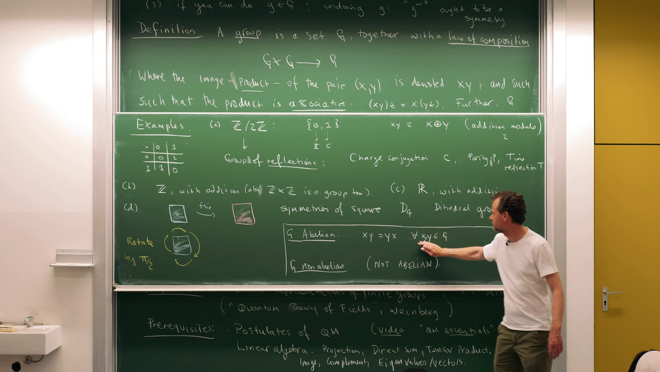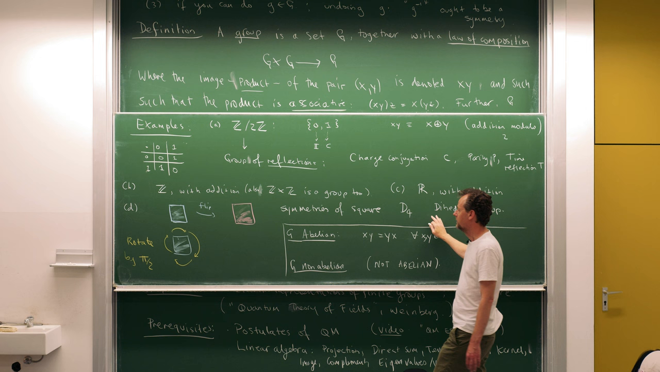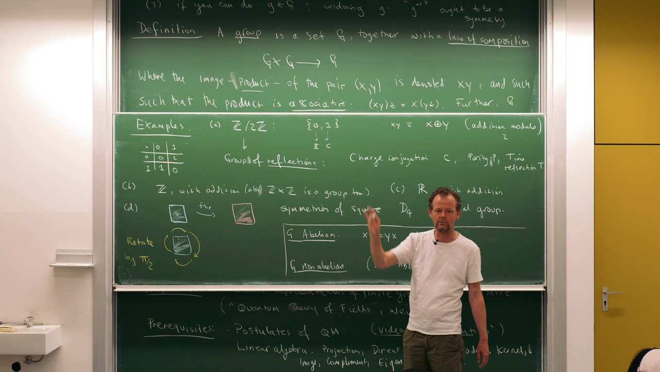So these three examples here are definitely abelian groups. Addition is abelian. Do it one way or do the other, you always get the same answer. But the symmetries of a square, that's not abelian any longer. You can rotate it, flip, but that's not the same as flipping and then rotating. Because you sort of go back the other way, right?